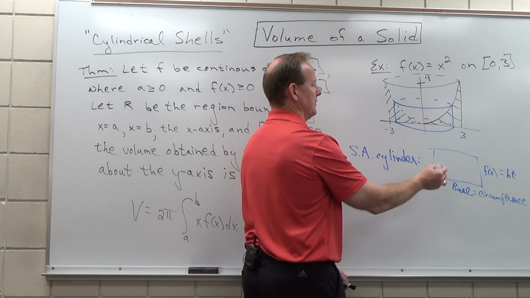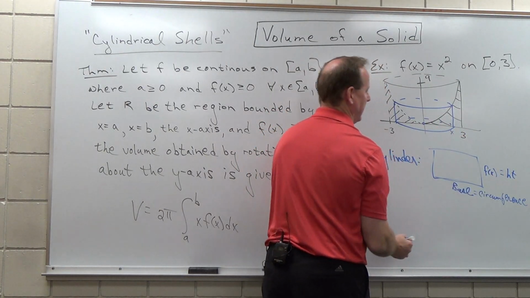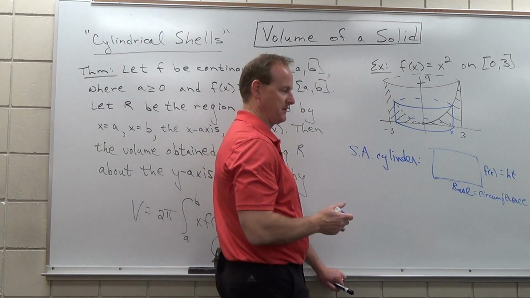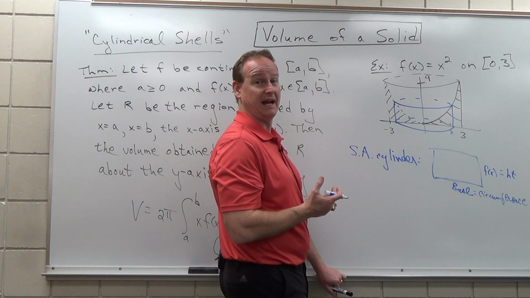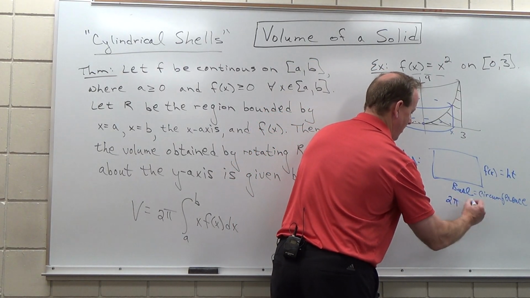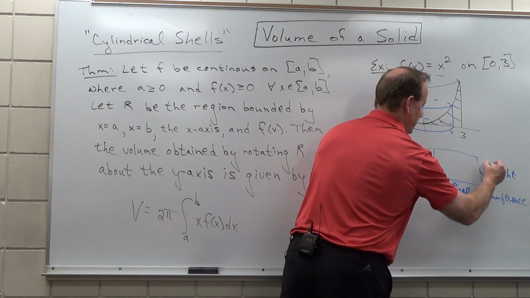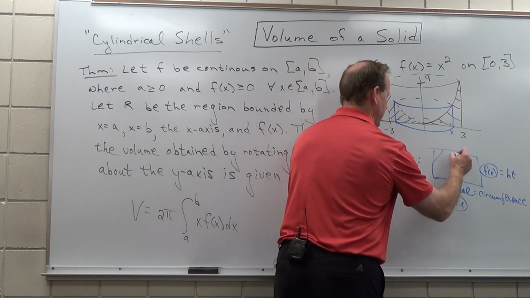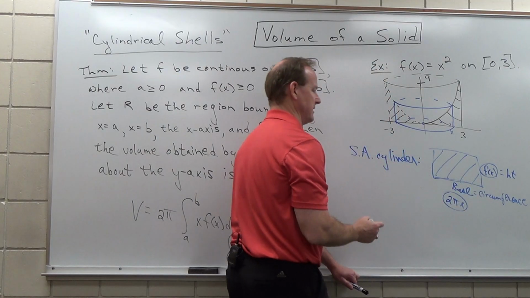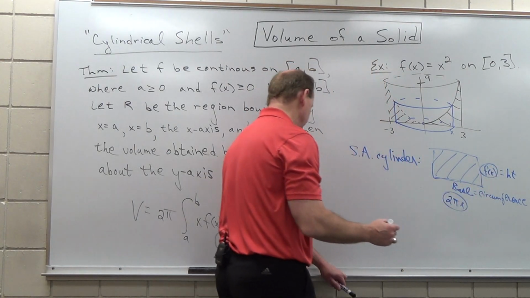Well, the radius is x, right? So that's a radius, and the circumference of a circle is 2 pi times the radius, right? 2 pi r. So instead of 2 pi r, it actually is 2 pi times x. So basically the surface area of this, or the area in this case, would just be 2 pi x times f of x.